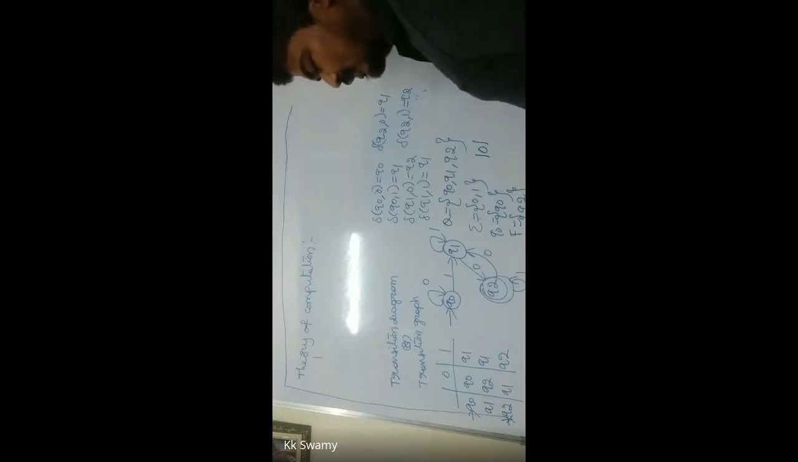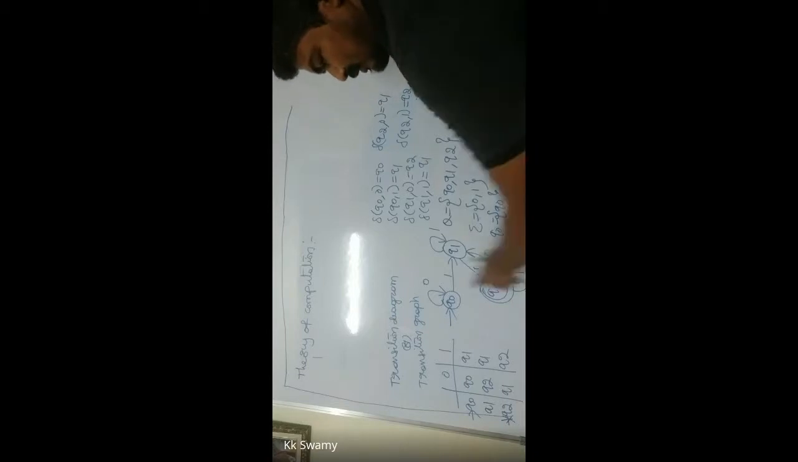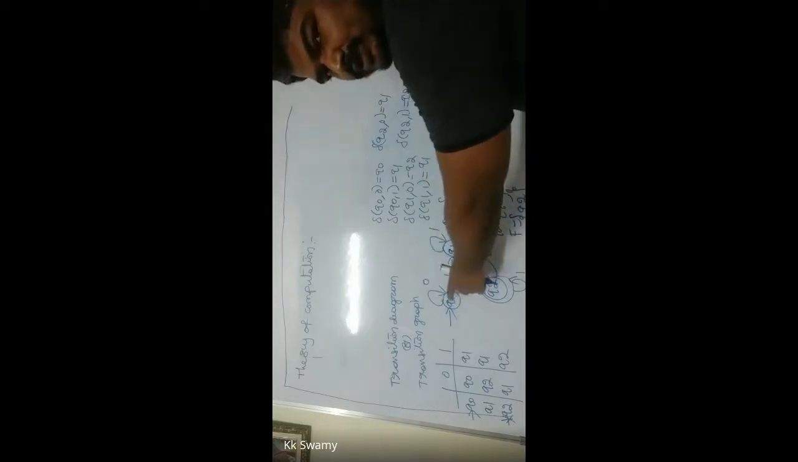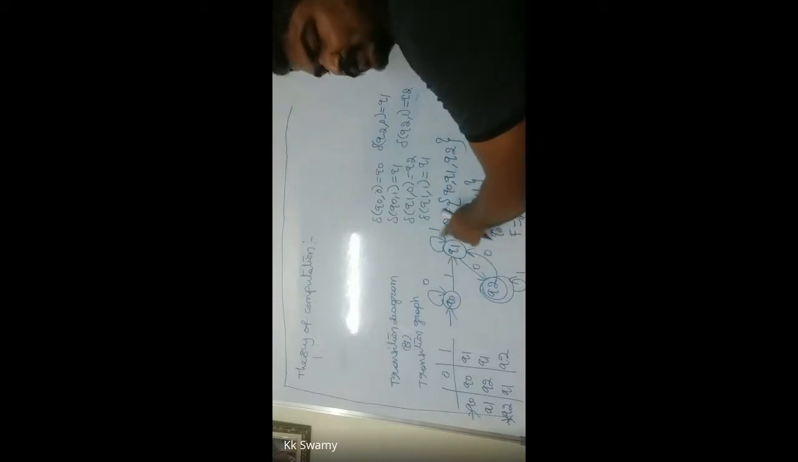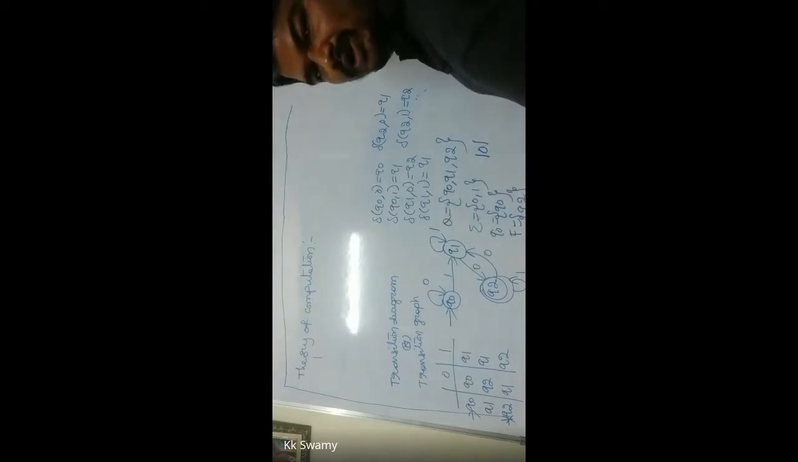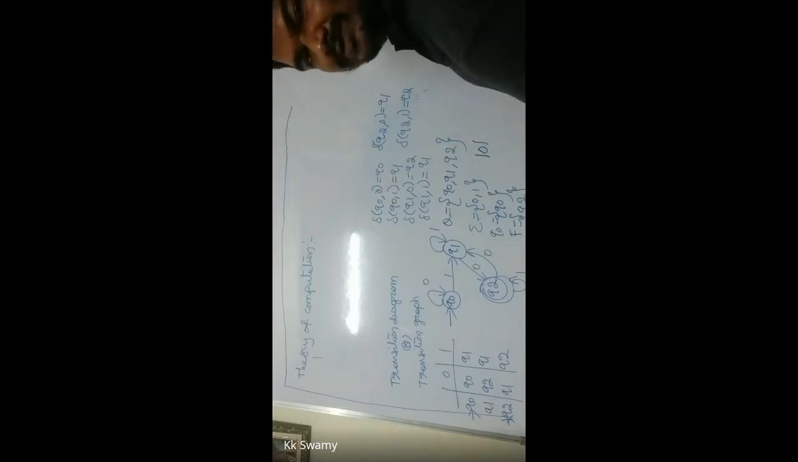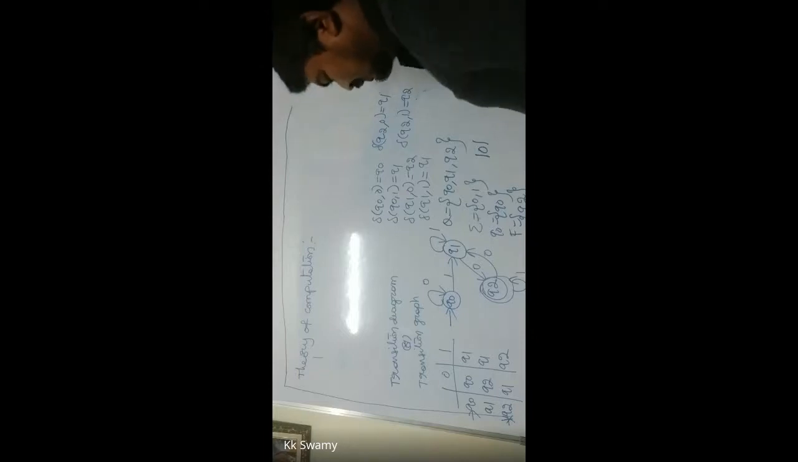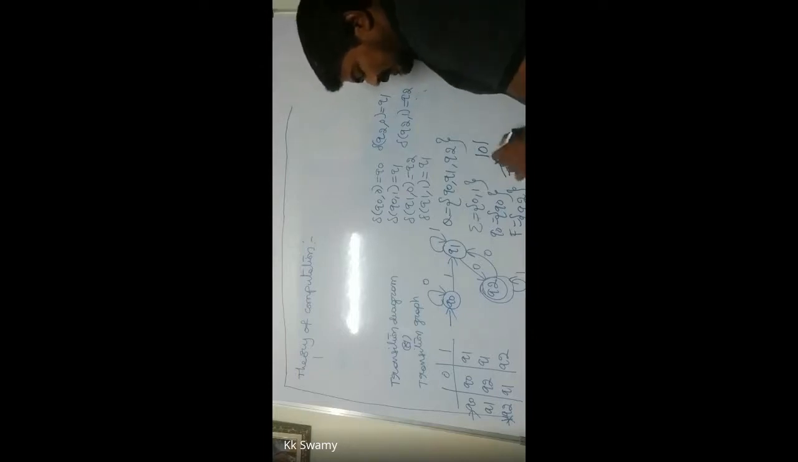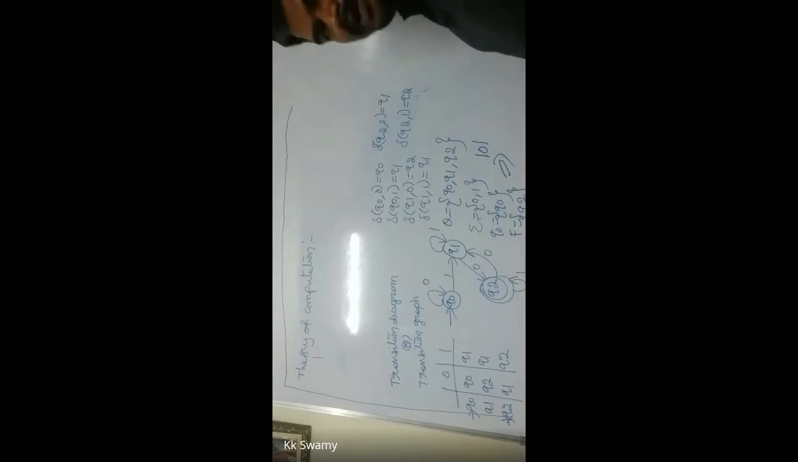Suppose I give 0, 0, 1. 0 means 0 only. Again 0 means 0 only. 1 means where is it? It halts at Q1 only. That means 001 is not accepted by this finite automata, because by the end of the string the current state does not belong to the final state. Based on these two points we can identify whether the given strings are valid or invalid. So this is called the acceptance of the finite automata.